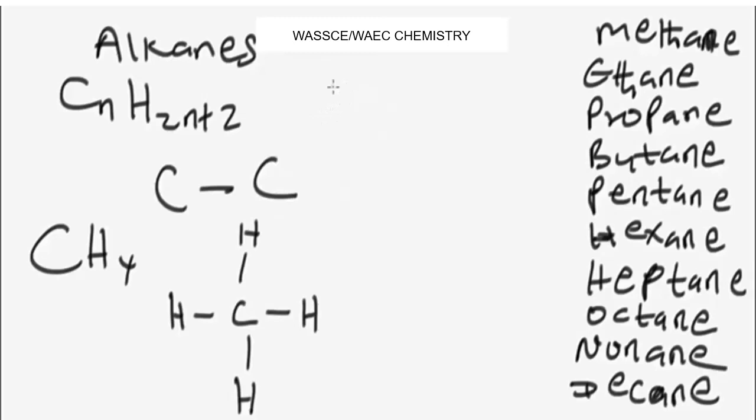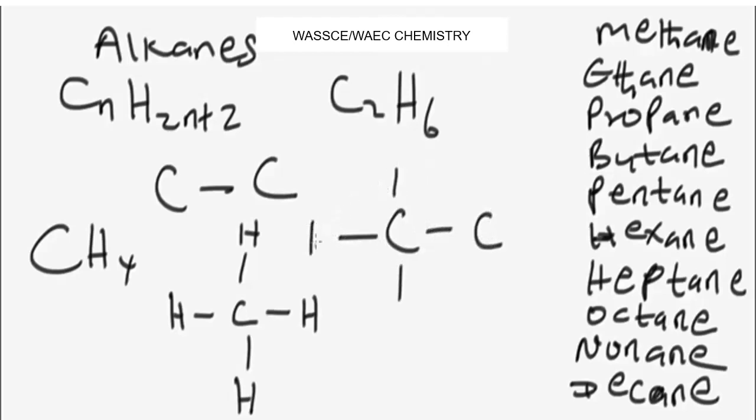Whereas if you want to draw the structure of ethane, ethane will be C2H6, from the formula we have here. Now the structure will be, alright, so this will be the structure of ethane. It is a saturated hydrocarbon, so it's saturated with hydrogen atoms.